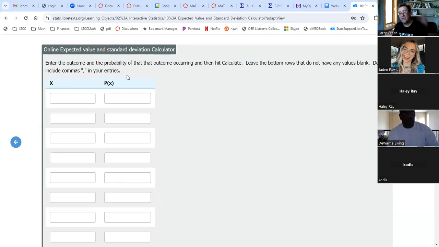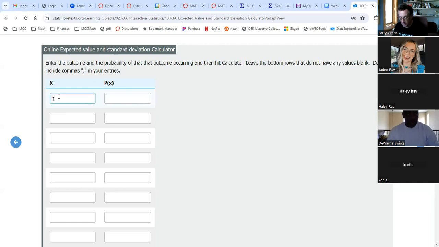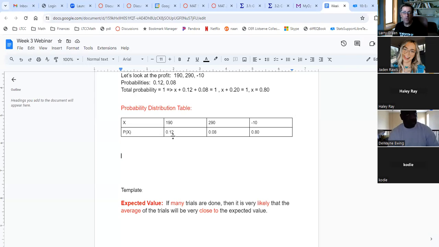And that's really important for this calculator. If there was a number like 1,000,000, don't put 1,000,000 with commas. Make sure you just put 1000000. So don't ever use commas for numbers. Okay, so again, if I look at my numbers, I have X is 190, X is 290, and X is -10. So I type in 190, 290, -10. And we have the probabilities were 0.12, 0.08, and 0.80.